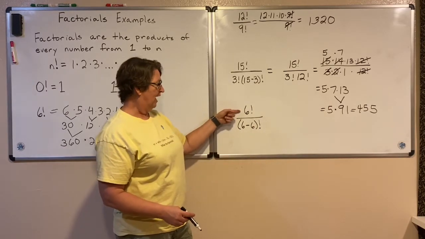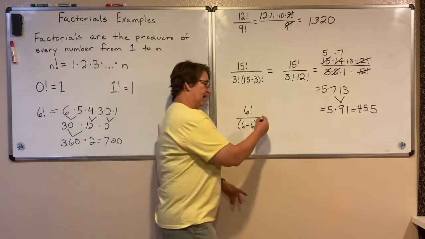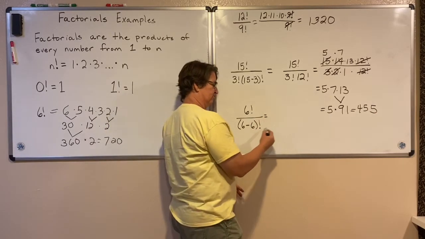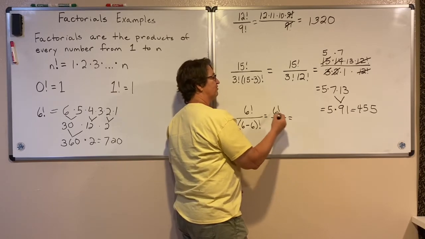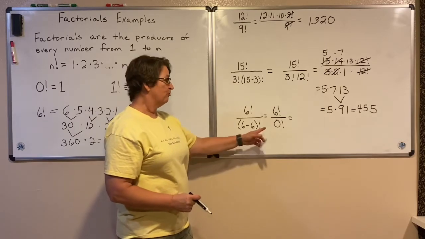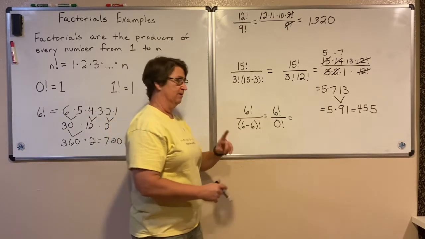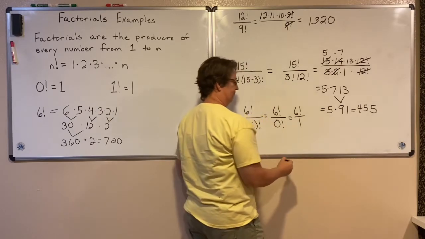One more, I have 6 factorial over (6 minus 6) factorial. Again, I'm going to do inside the parentheses first. That leaves me with 0 factorial. So I have 6 factorial over 0 factorial. Remember that 0 factorial means 1. So I have 6 factorial over 1.